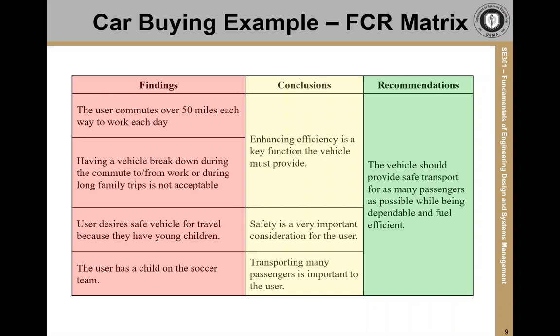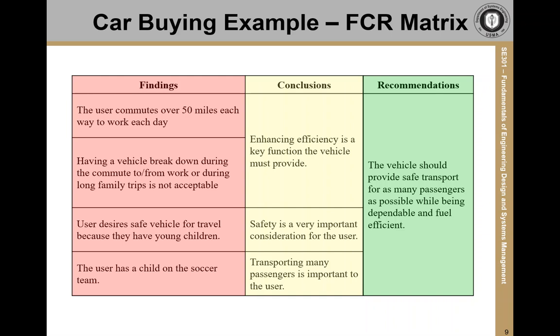All right, so first step in the problem definition phase is research and stakeholder analysis. So in our stakeholder analysis, we're going to assume we talk to some key members of a family that are interested in buying a car. And we came up with this list on the left of findings. So we found how far they commute in a given day, the impact of a breakdown, the importance of safety, and some of the activities, right? So if they have a child on the soccer team, for example.